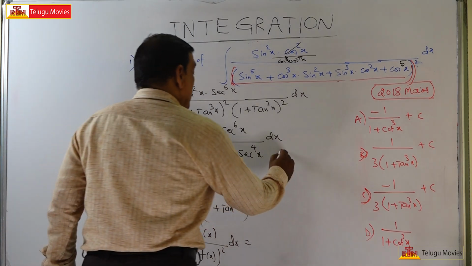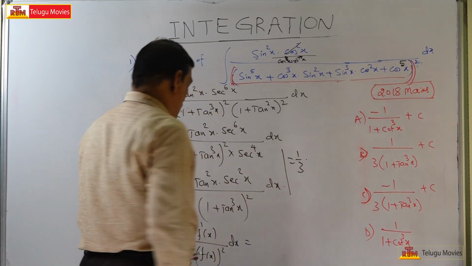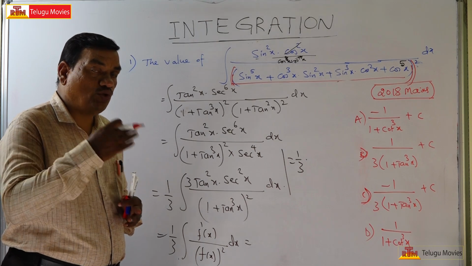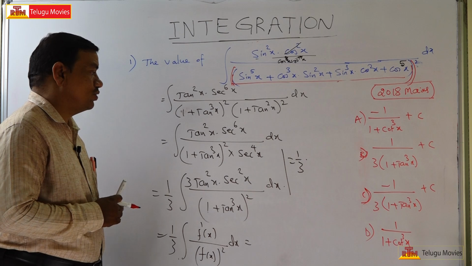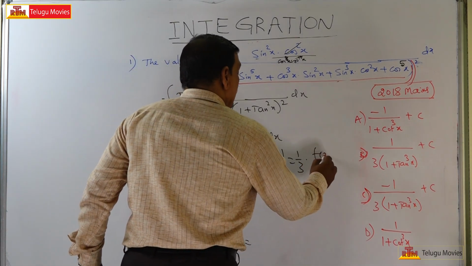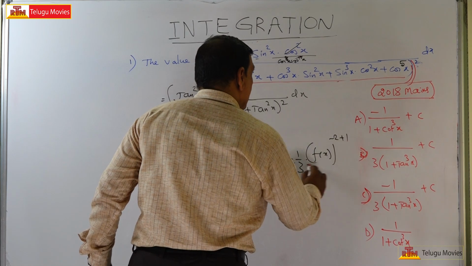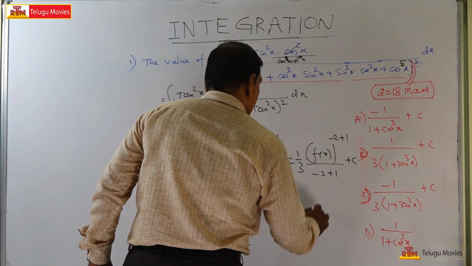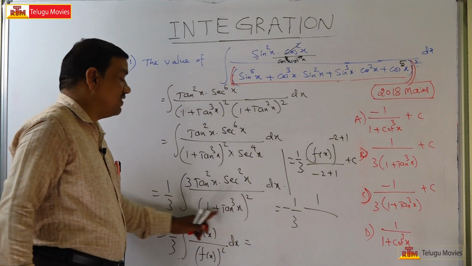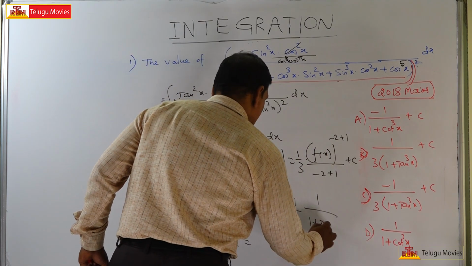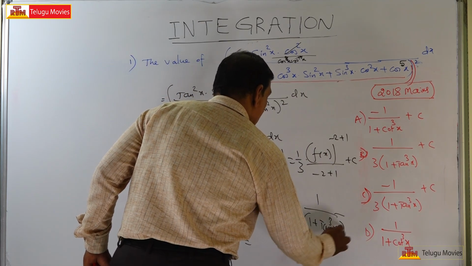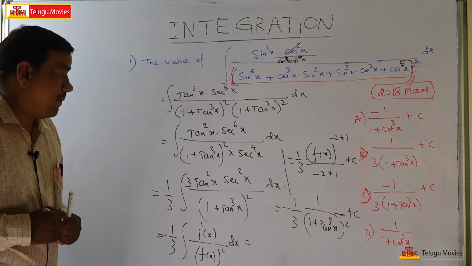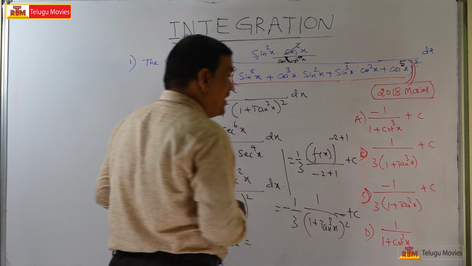So, we have a list of formulas. In that formula it is 1 by 3 into f of x whole power minus 2, integral of f of x whole power minus 2 is f of x whole power minus 2 plus 1 by minus 2 plus 1 plus c. So ultimately this is minus 1 by 3, 1 by f of x. What is our f of x? This is 1 plus tan cube x whole square. Understand? Plus c. This is minus 1 by 3 upon 1 plus tan cube x whole square plus c.